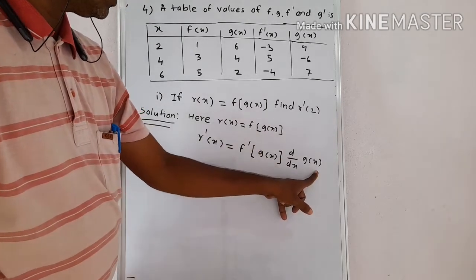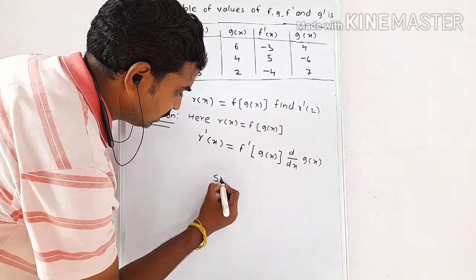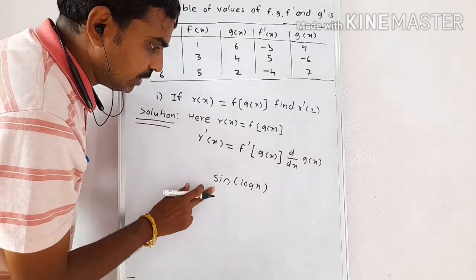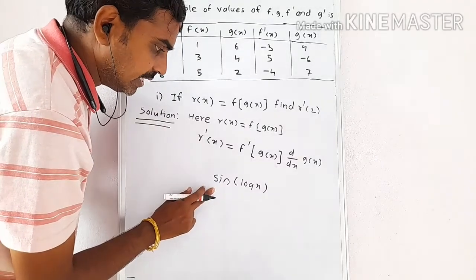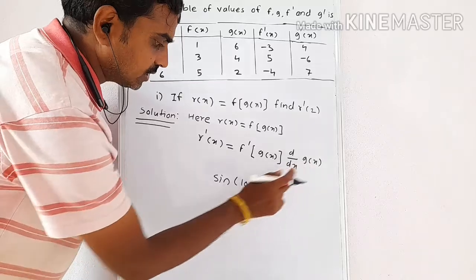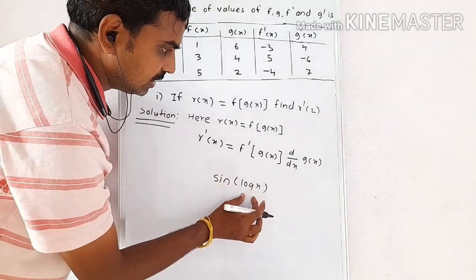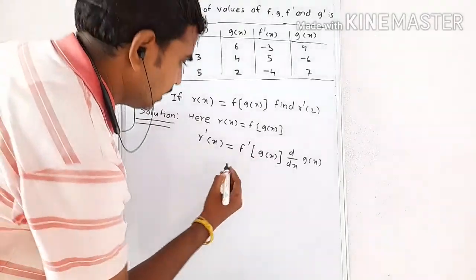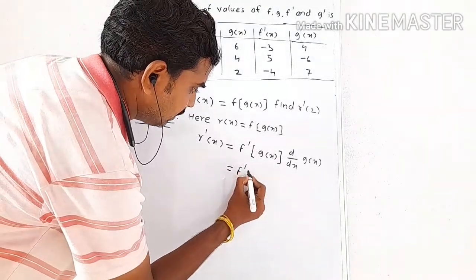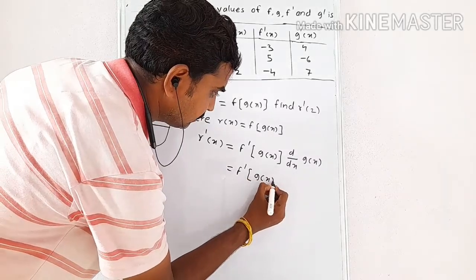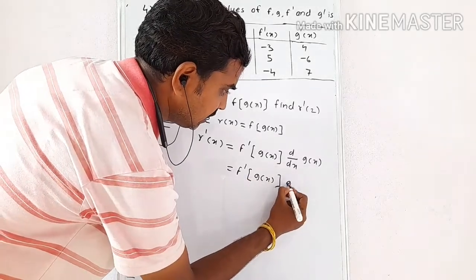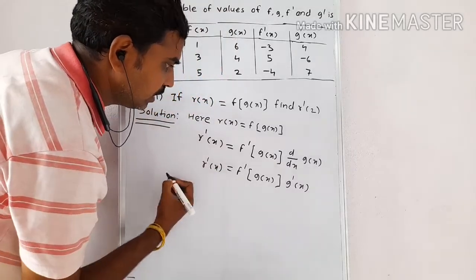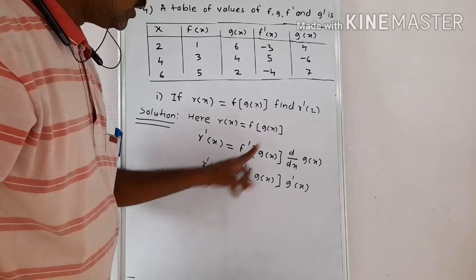In a composite function, for example, if we have to differentiate sin log x, then what we do here? First we take derivative of sin x, and then we differentiate log x. Like this, we have to differentiate this function. Here, first notation as it is, and derivative of g of x is g dash of x. Therefore, we get this formula for r dash of x.